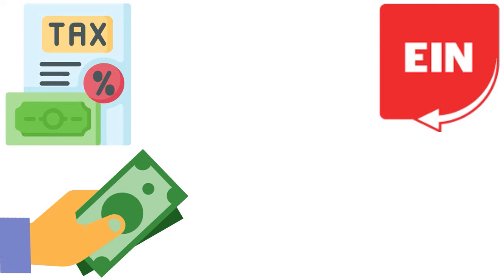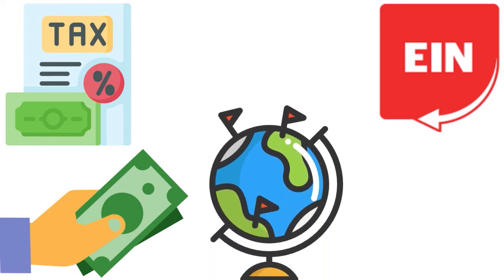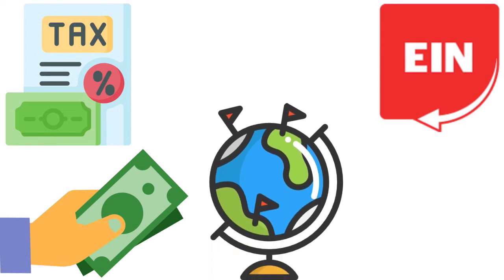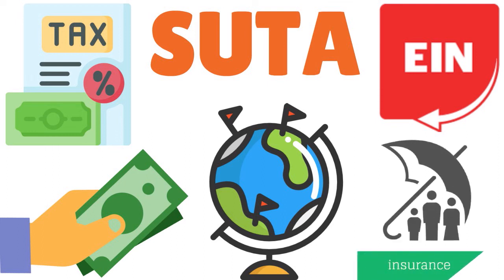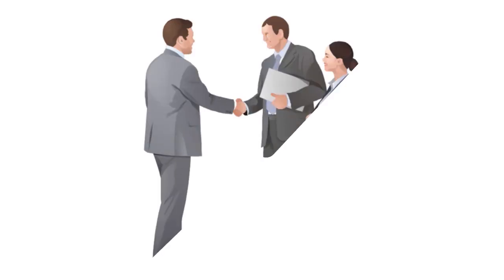So what's the bottom line? The bottom line is that each state has its own unemployment tax as well. SUTA stands for State Unemployment Tax Act, which funds state unemployment insurance. SUTA is almost always paid by the employer, with the exception of Alaska, Pennsylvania, and New Jersey, where the cost is shared by employer and employee.